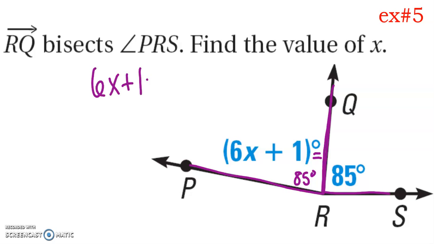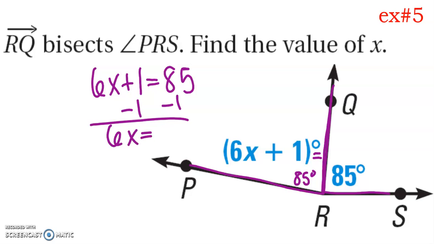Congruent means the same measure or it means equal, so I can set them equal. Subtract 1 from both sides. We get 6x equals 84. Divide both sides by 6, and we get x equals 14.